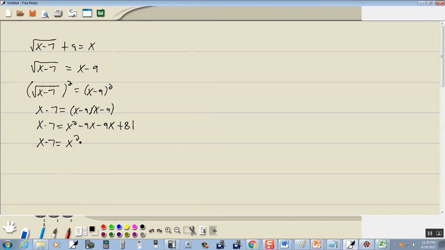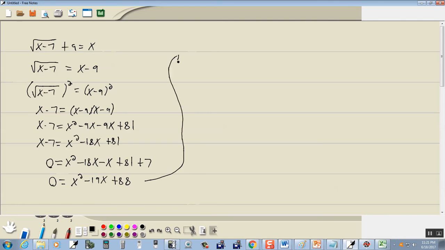-9x, -9x is -18x. Now since it's a quadratic, we want to get everything over one side. So I take the x and the -7 over. So we got x squared minus 18x minus x plus 81 plus 7. -18x minus x is -19x. 81 plus 7 is 88.